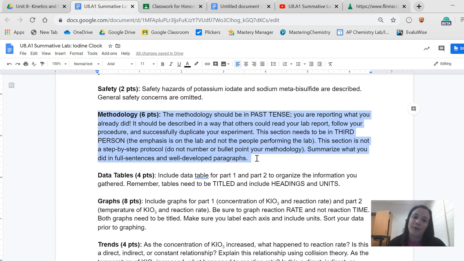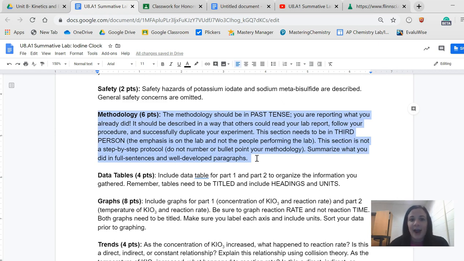Just say 3 milliliters of potassium iodate was measured in a graduated cylinder. It was added to a beaker. 13 milliliters of water was measured and added to a beaker. The beaker was swirled. 6.4 milliliters of solution B was added to the same beaker. The stopwatch was started and the time that it took for the solution to turn blue was recorded.